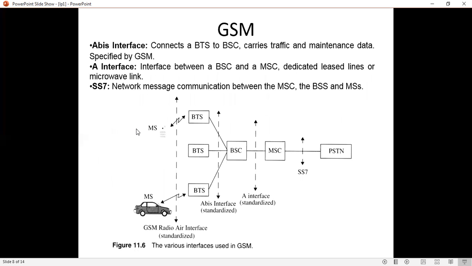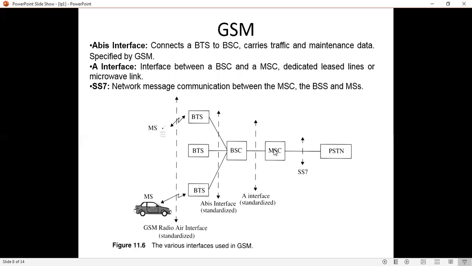So first, the mobile station and BTS have to be connected with the Abis interface, which connects the BTS to the BSC, which will carry the traffic and maintain the data specified by the GSM. And then from BSC to MSC, the interface will be taken care of by the A interface, which uses dedicated leased lines or microwave links.